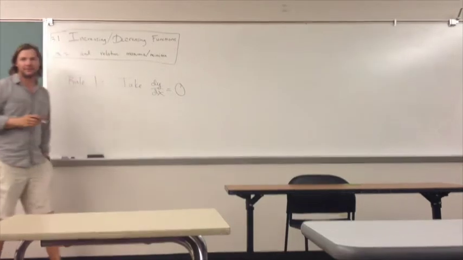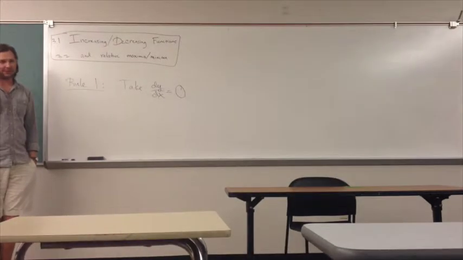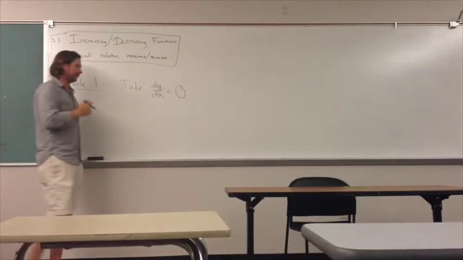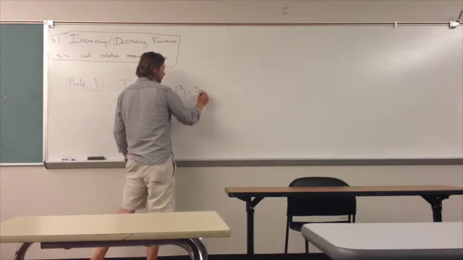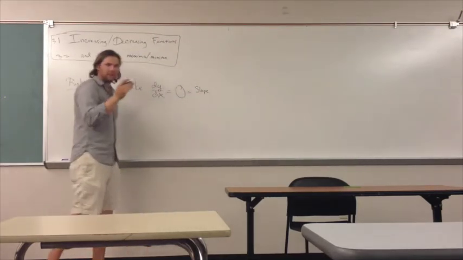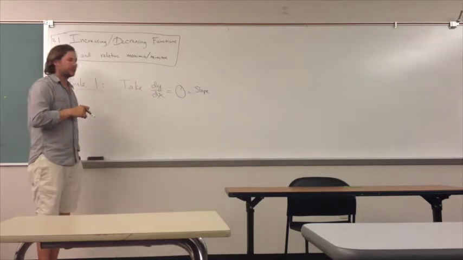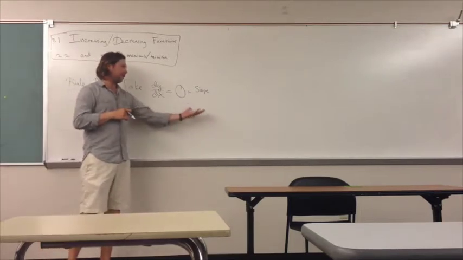Okay? Take the derivative, that's rule number 1. Set it equal to 0. And what does the derivative tell you? It tells you slope at a point, right? So what you're doing is you're figuring out when is the slope 0.